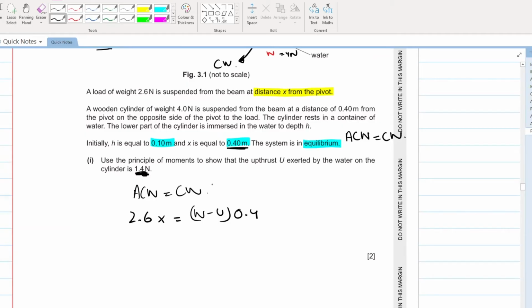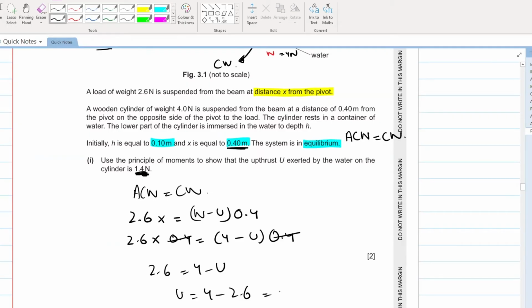How will we calculate this? Very easy. 2.6 into 0.4 is equal to the weight, that is 4 minus... sorry, my bad. The weight is 4. Upthrust we don't know, multiplied by 0.4. Perfect. So can you see this and this get cancelled out? 2.6 is equal to 4 minus upthrust. Upthrust is equal to 4 minus 2.6. Upthrust comes out to be 1.4 Newton.